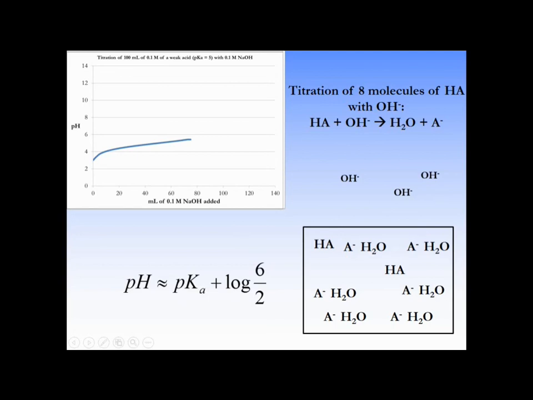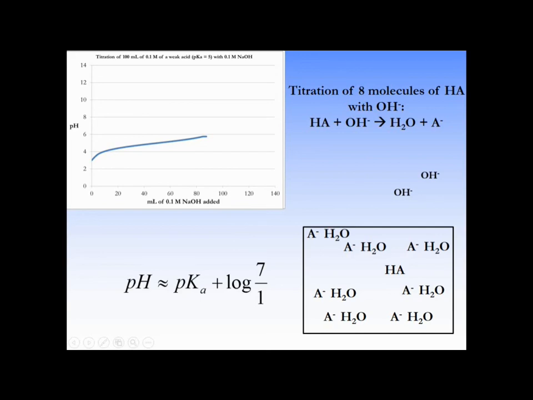The next step, I'm 7/8 of the way there, so I've added 87.5 mils of the strong base. My pH will be pKa plus the log of 7/1. You'll have to do reaction stoichiometry to figure out what these numbers are.